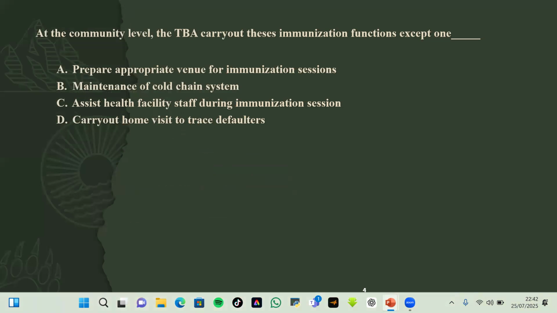At the community level, the TBAs, traditional birth attendants, carry out these immunization functions, except: prepare appropriate venue for immunization session, maintenance of cold chain system, assist health facility staff during immunization session, carry out home visits to track defaulters.